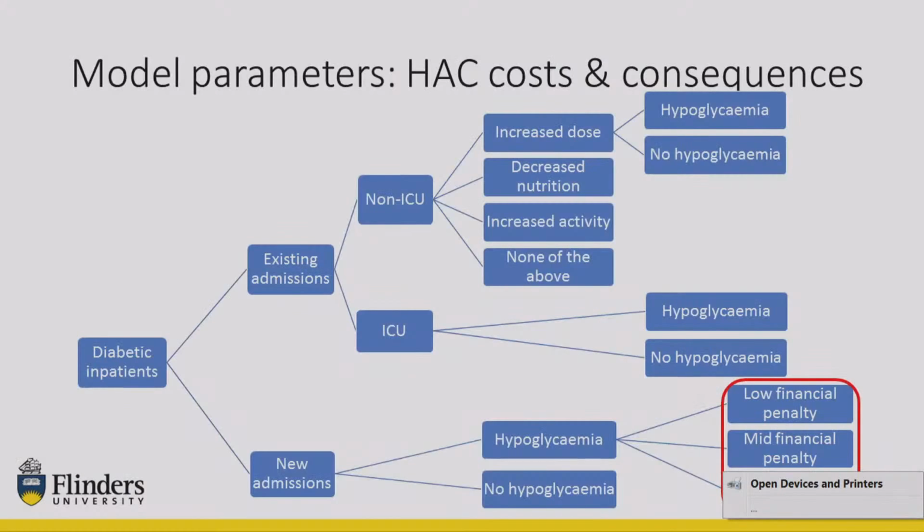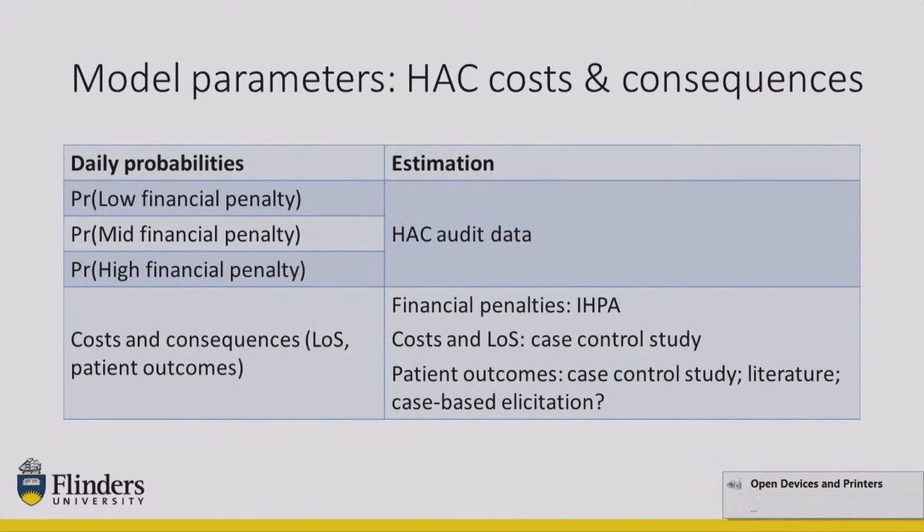Then the final set of parameters for the baseline model are the probabilities of different outcomes given that you've experienced a hypoglycemic event. So the penalty levels, but also costs and patient outcomes and length of stay effects. So to estimate those parameters, the probability of the different financial penalty categories, again, we get straight from the HAC audit data. Costs and consequences, have to be a little bit more creative.